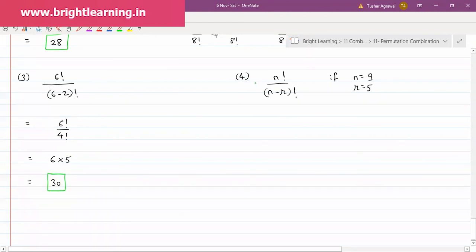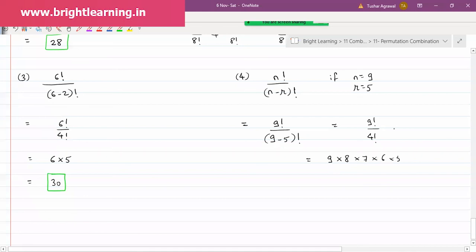And fourth one, okay, it was a little bit complicated. It means clerical question. Clerical, you just have to calculate it. 9 factorial, you substitute it as 9 factorial upon 9 minus 5 bracket factorial. So this is nothing but 9 factorial upon 4 factorial. And what is 9 factorial upon 4 factorial? So 9 factorial, if I go on writing, it will be 9 into 8 into 7 into 6 into 5 multiplied by 4, 3, 2, 1.